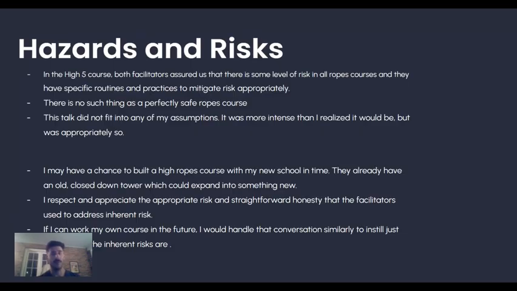I respect and appreciate the appropriate risk and straightforward honesty that the facilitators use to address the inherent risk. If I can work my own course in the future, I would handle that conversation similarly to instill just how serious the inherent risks are.